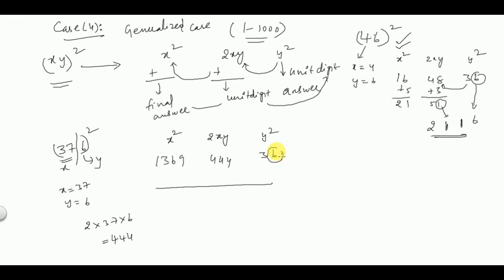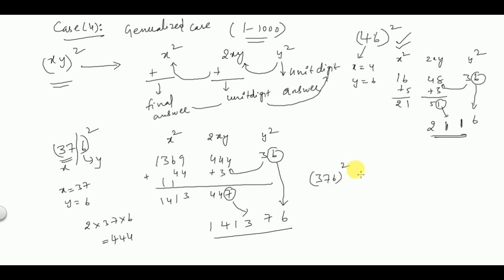So this 6 in the unit digit is considered for the final answer, and 3 is propagated as carry here, plus 3, it will now become 447. This 7 in the unit digit is considered for the final answer, and this 44 is propagated as carry. So 9 plus 44 is 53, 6 plus 44 is 50, and so on, giving 141376, which is the square of 376. So 376 whole square is equal to 141376. In this way we can find the square of any number from 1 to 1000.